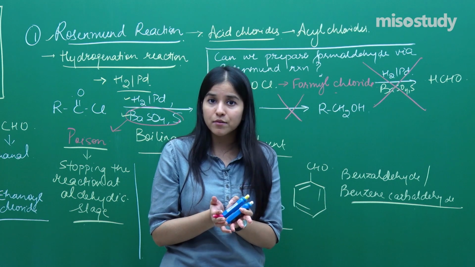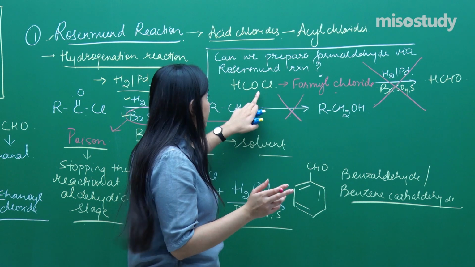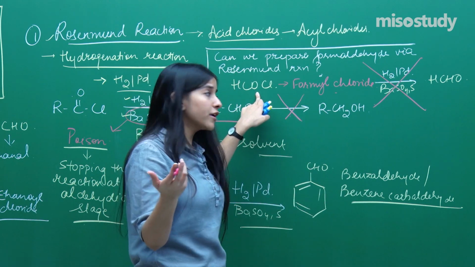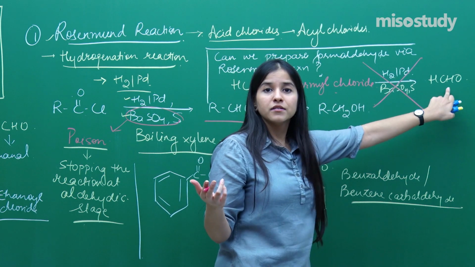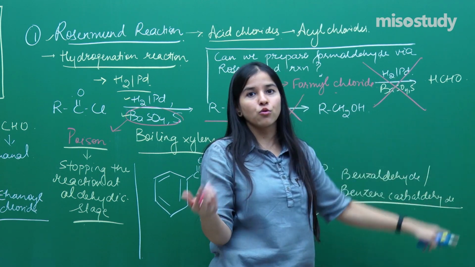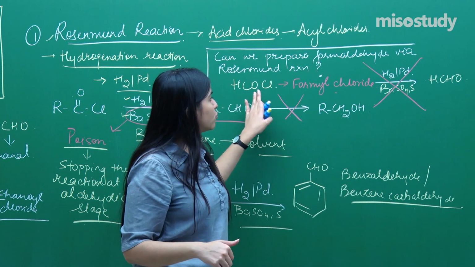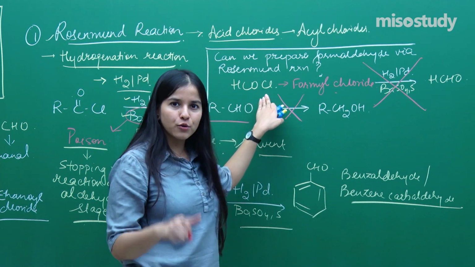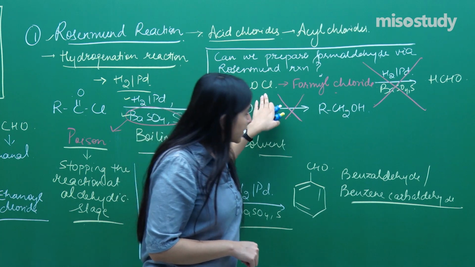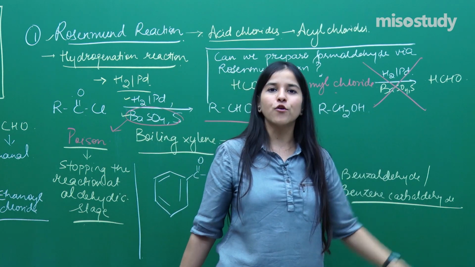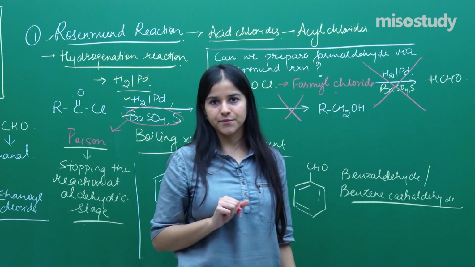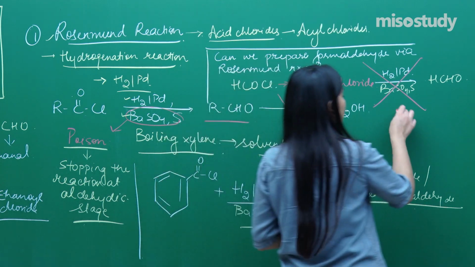Because this is an unstable compound. It does not remain in this particular state. So how is it going to give my desired product? That is so obvious, right? So that is why, due to the instability of this formyl chloride at room temperature, I cannot have my formaldehyde formed via this particular process. Clear? So let me just write the reason here.